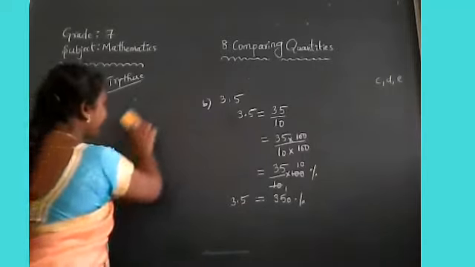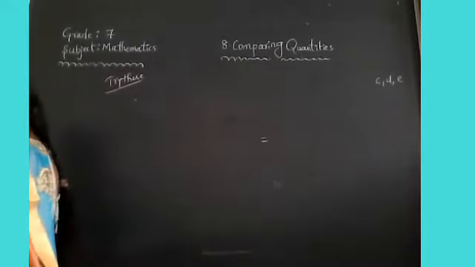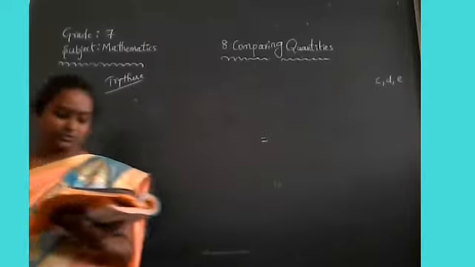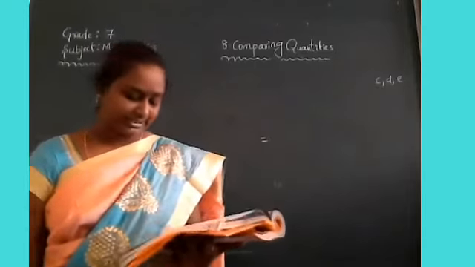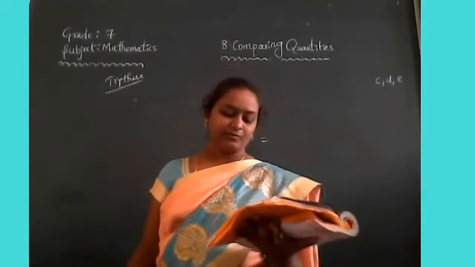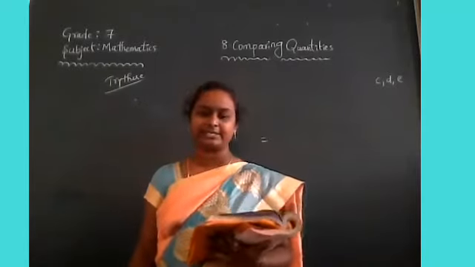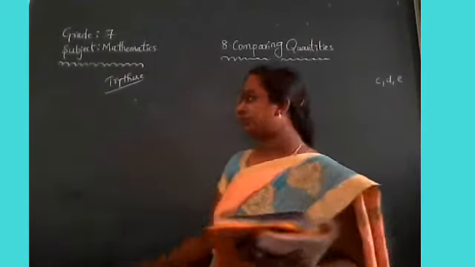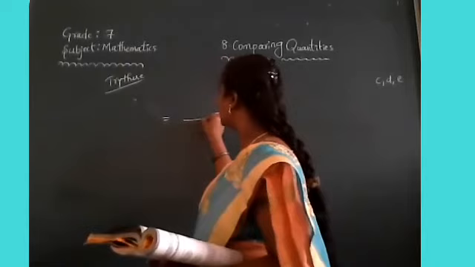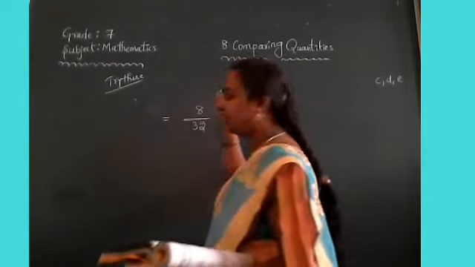8 students are absent. What percent of the students are absent? So total students are 32. How many students are absent? 8 students are absent. Here it is asking for the percentage of students absent. So first, total students: how many students? 32 students. So 8 students are absent.